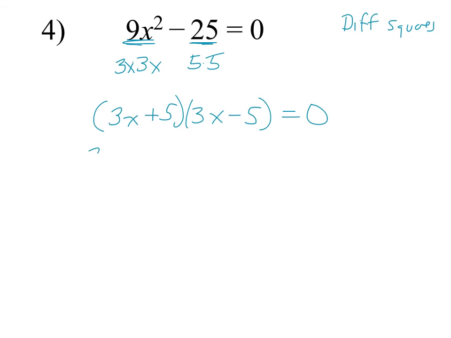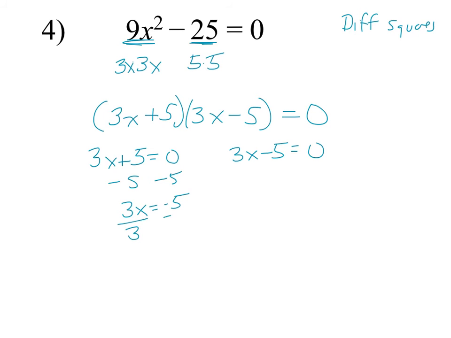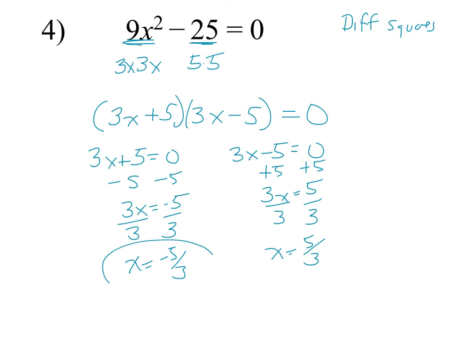So if I solve these, 3x plus 5 equals 0, 3x minus 5 equals 0. I'll subtract 5, 3x equals negative 5, and then I would divide by 3. So x is negative 5/3. Here I would add 5. So 3x equals 5. Divide by 3. x is equal to 5/3. So negative or positive 5/3.